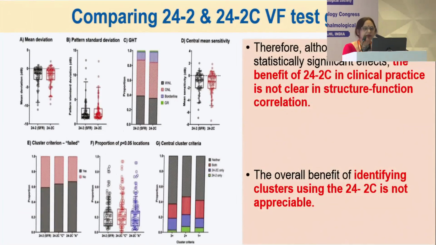So we are comparing mean deviation, pattern standard deviation, mean sensitivity and clusters. Definitely more clusters we can find in the 24-2C, but please remember the benefit of 24-2C in clinical practice is not clear in structure-function correlation. Identifying clusters using the 24-2C is not appreciable.